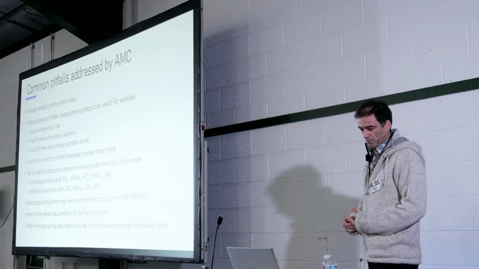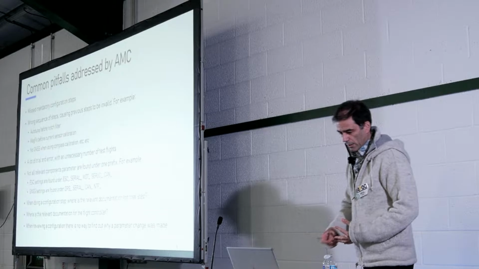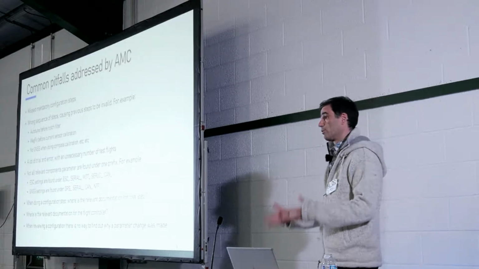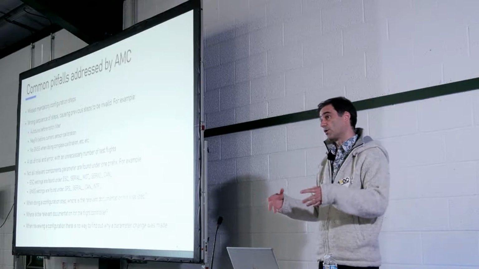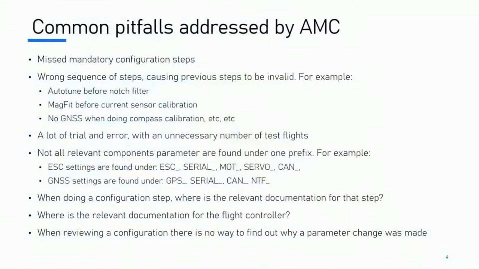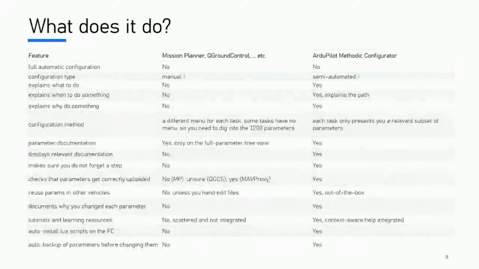And when you're reviewing a configuration or when you're doing a configuration, there's no way in current tools to write down why you're changing that parameter. Okay, today I'm changing the parameter because I did a flight test and I got that and that result. So that a couple of months later, when I go back to it, I get to see why I did that change.